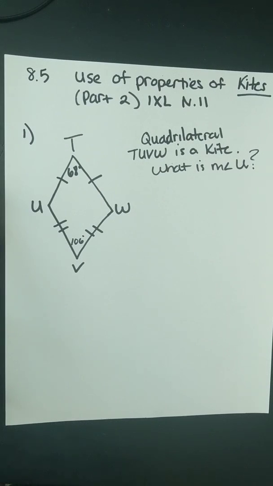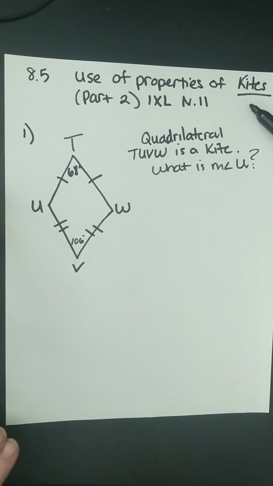Okay, class, we are going over 8.5, use of properties of kites. And this is part 2. This will help you with your IXL N.11. We're going to go over 2 problems, and you have additional problems on Teams within the files section. And this is all the problems with explanations. So make sure you go through and access this.